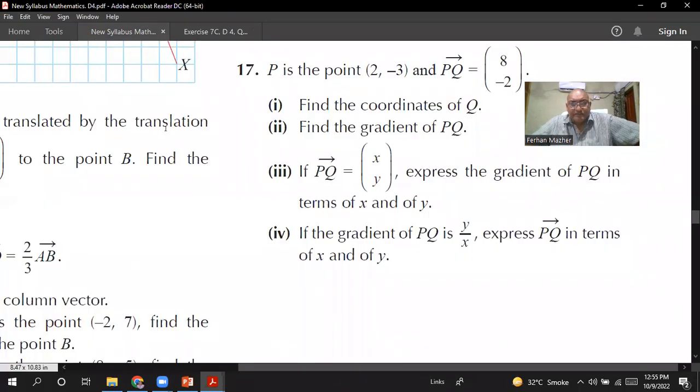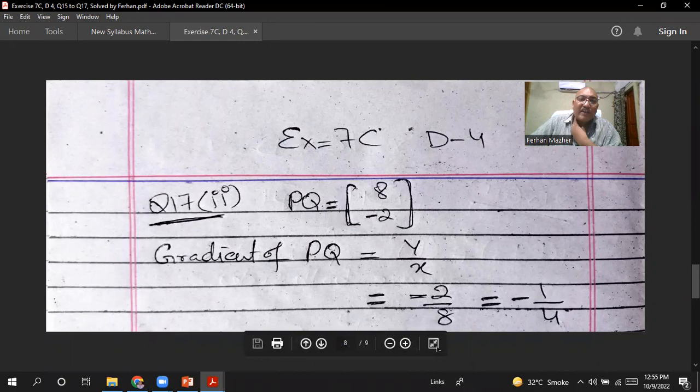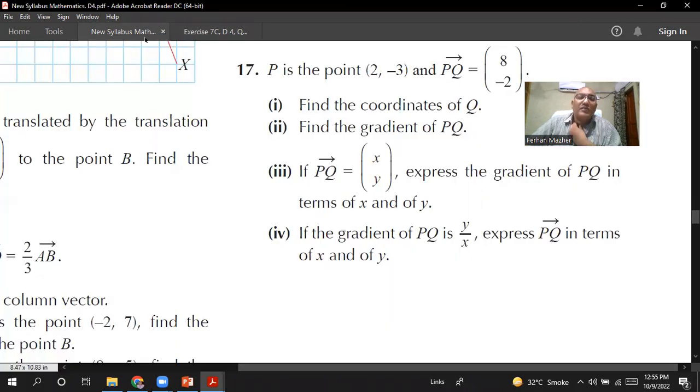Then they say, the vector PQ is (x, y). Express the gradient of PQ in terms of x and y. So this is the x, this is the y. The gradient is y divided by x. Very simple. It's a one-step question. The gradient of the PQ will be y divided by x. So if the PQ is this, the y will be minus 2 and the x is 8. So the gradient of the PQ line is minus 1 by 4.